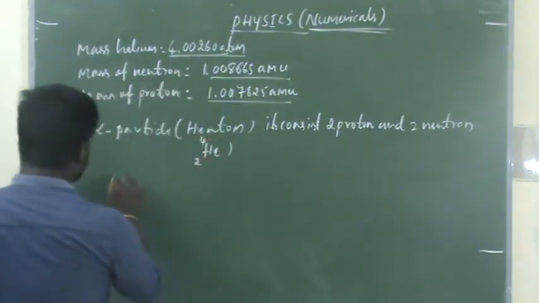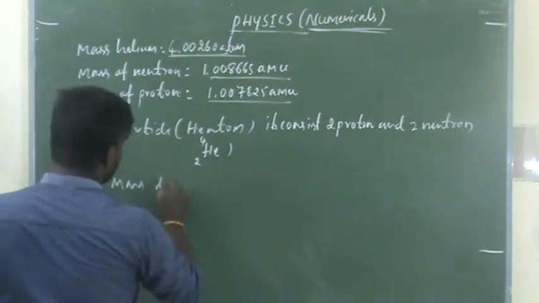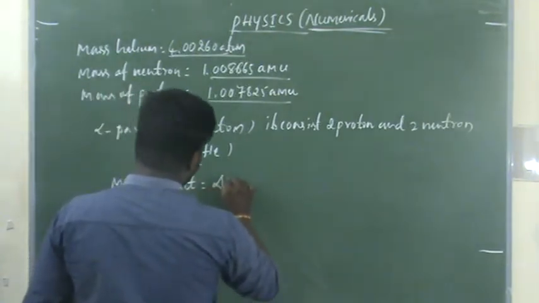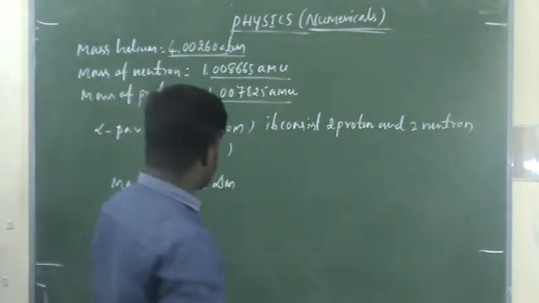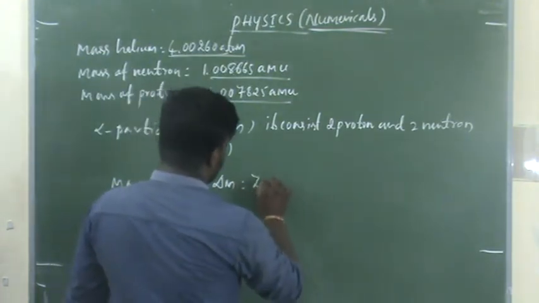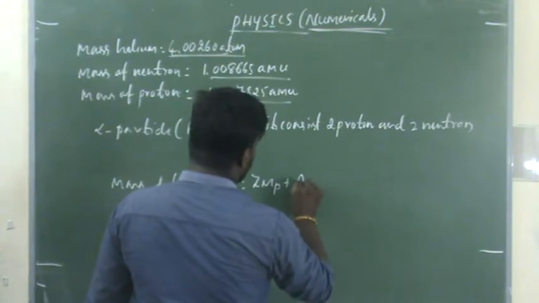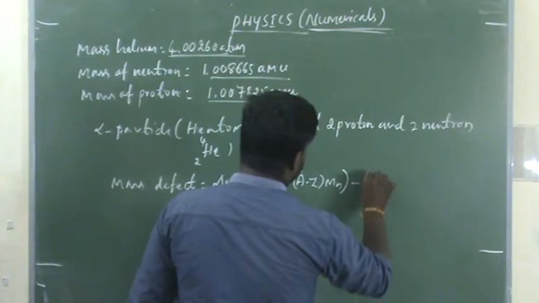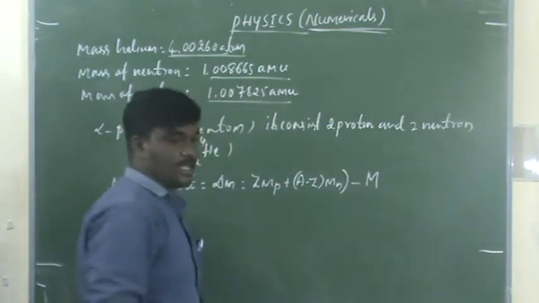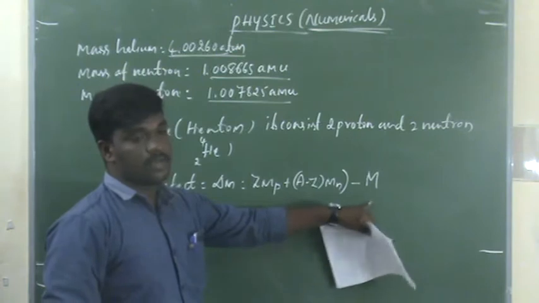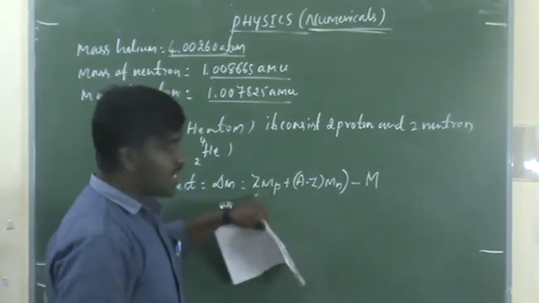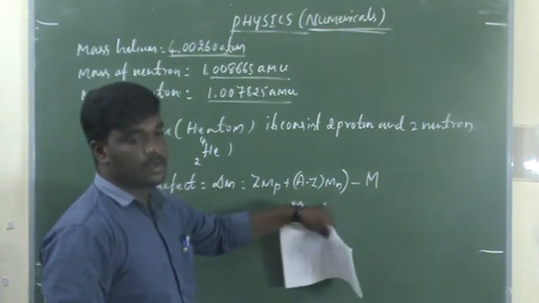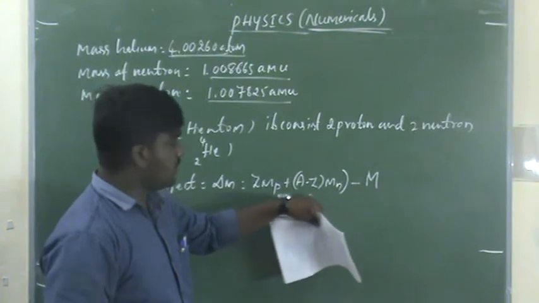Next we have to find mass defect. Mass defect is equal to delta M. You know the formula for mass defect, that is ZMP plus (A minus Z) MN minus rest mass of nucleus. Here the nucleus is the helium atom. So Z is the atomic number, A minus Z is mass number minus atomic number, 4 minus 2 neutrons.